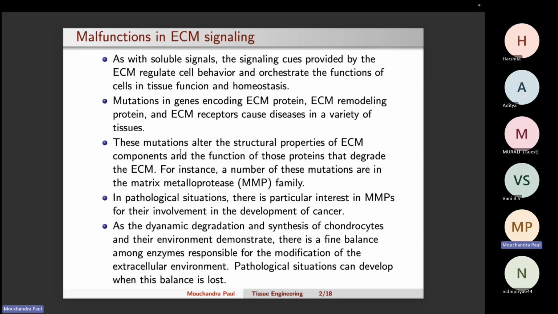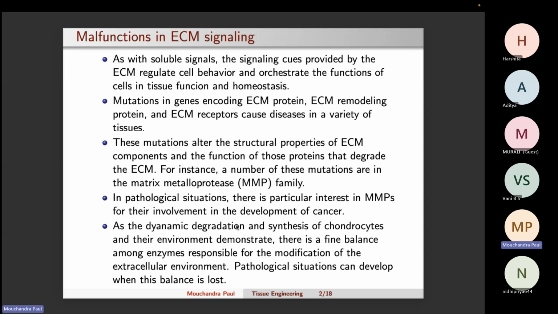So people have observed mutations, say, in the class of matrix metalloproteases. People have found how mutations in this family of proteins are linked to various kinds of diseases. There is also particular interest in MMPs as they are involved with the development of cancer. So various kinds of cancers have developed because some mutation has come up in some kind of MMP protein.